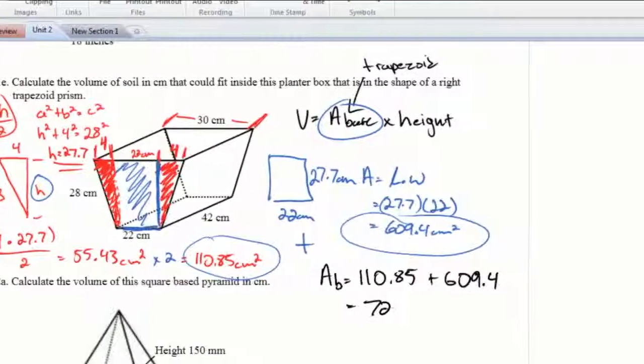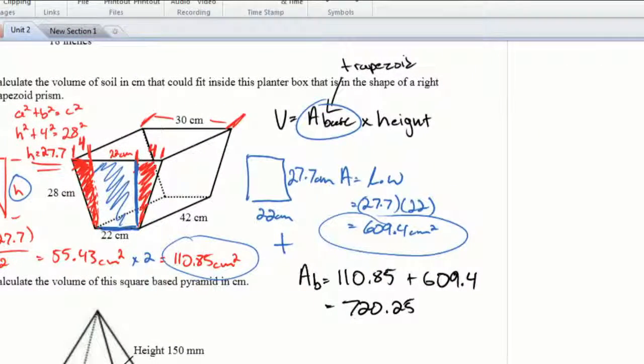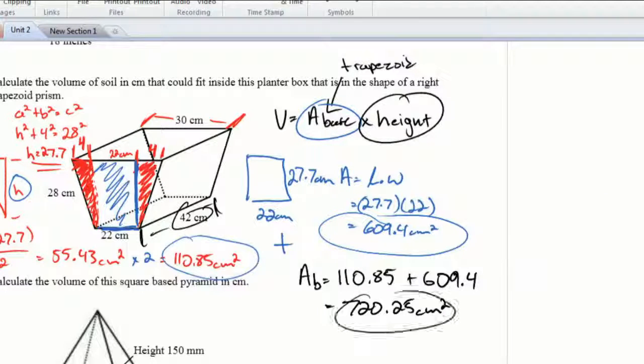$720.25. So that gives me the area of my base. The other thing I need to know is the height, and in this case, the height from here to here is going to be 42. So I'm just going to take this number and run it back up to the top here.